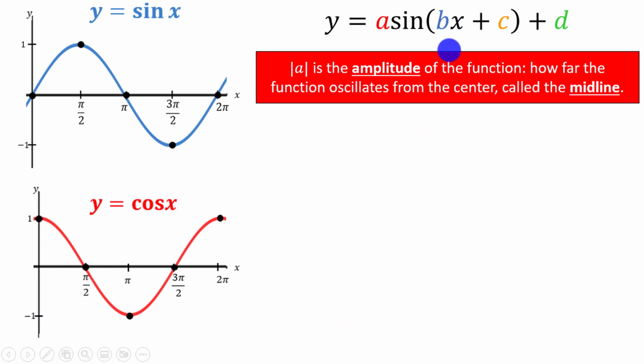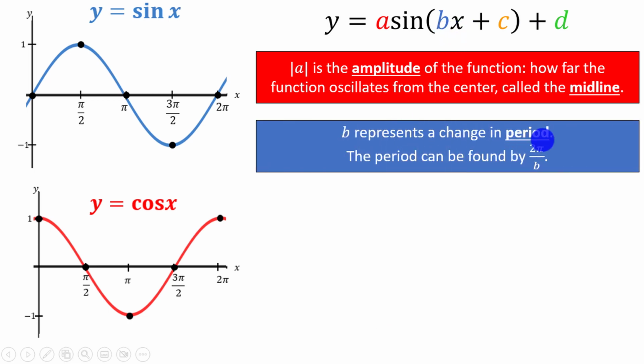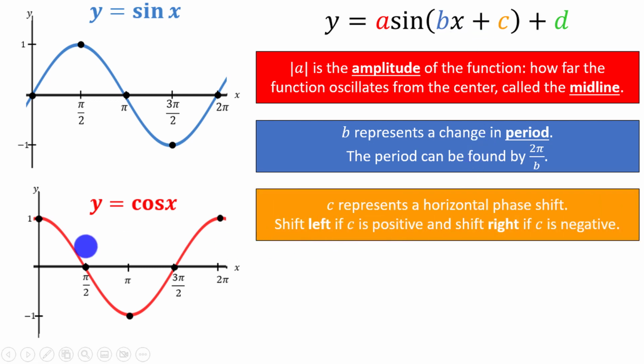If you have a value for b, a coefficient multiplying x on the inside of your function, that is a change in period. Typically, the period of sine or cosine is 2 pi. If you have a value for b multiplying x on the inside of your function, the new period can be found by taking 2 pi and dividing by b. If you have a value for c that is added or subtracted on the inside of your function, that's going to be a phase shift, meaning a shift either to the left or to the right. You will have a shift to the left if c is positive, and a shift to the right if c is negative.